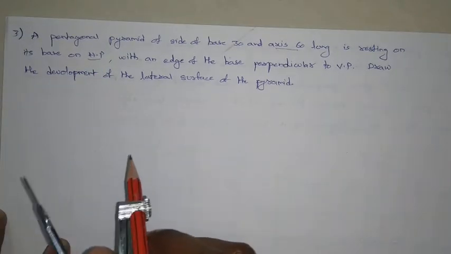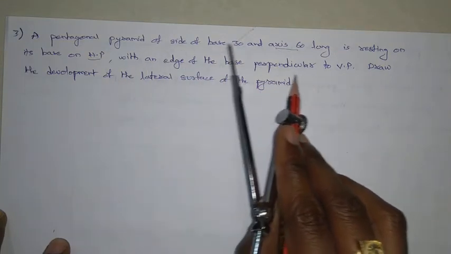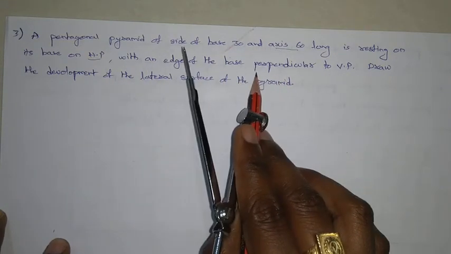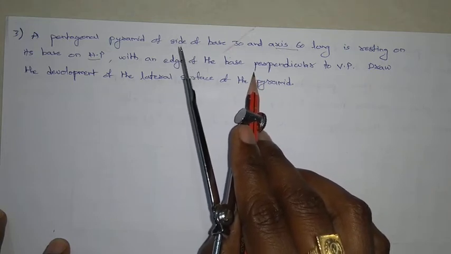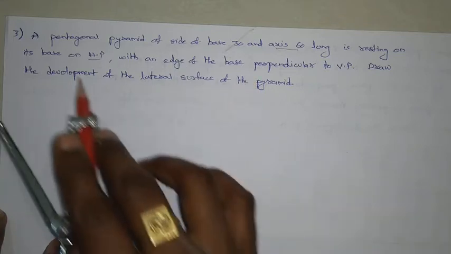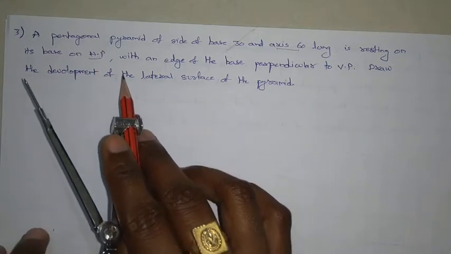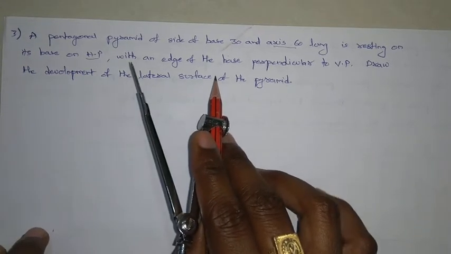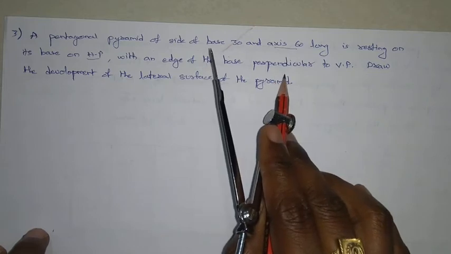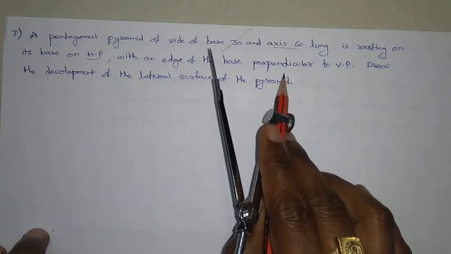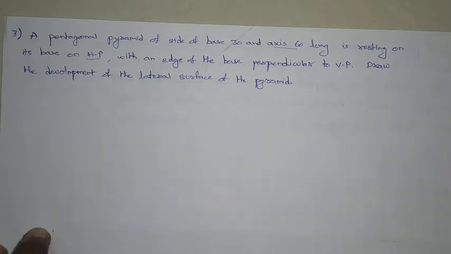Okay, what is the condition here? You can see with an edge of the base perpendicular to VP. So we know that square pyramid is having 4 sides on the base. Sorry, it is a pentagonal pyramid. So a pentagonal pyramid is having 5 sides on the base. Out of 5 sides, one side is perpendicular to VP, means one side should make 90 degrees with the XY line, that is reference line. So draw the development of lateral surface of the pentagonal prism.